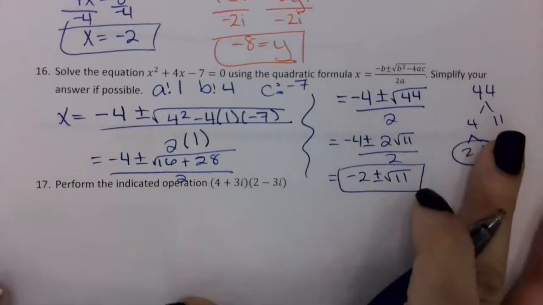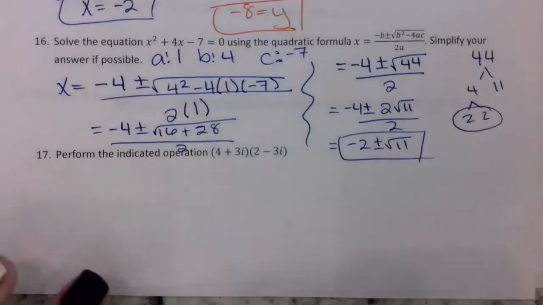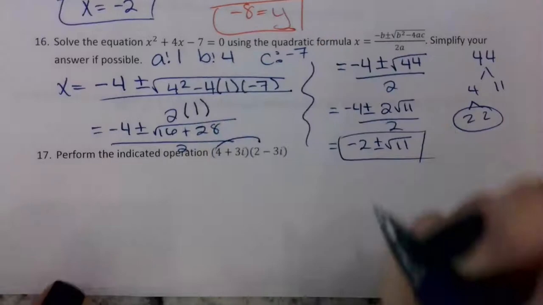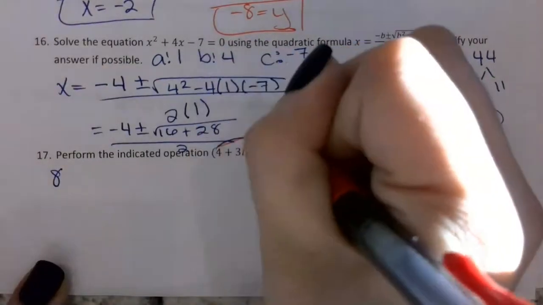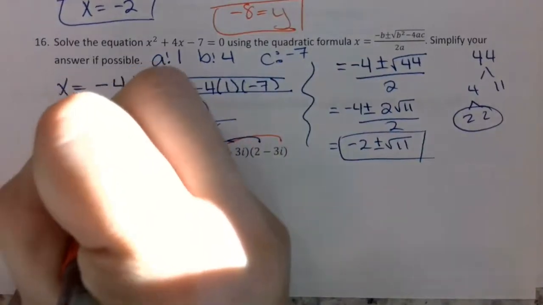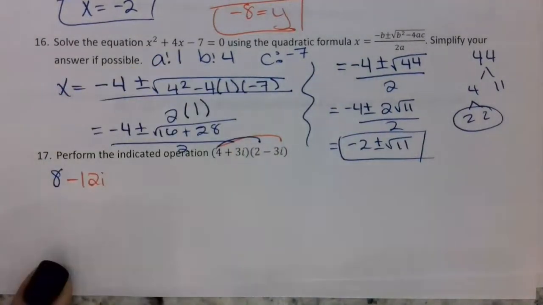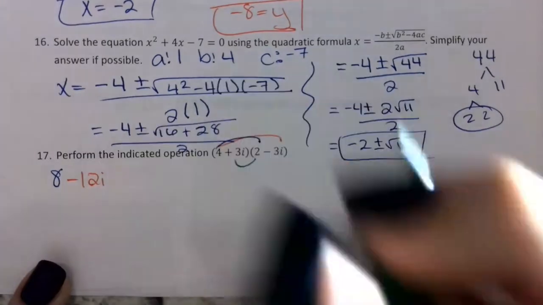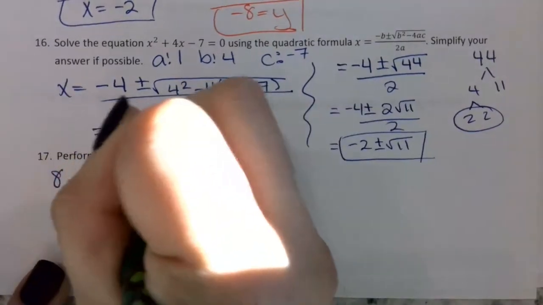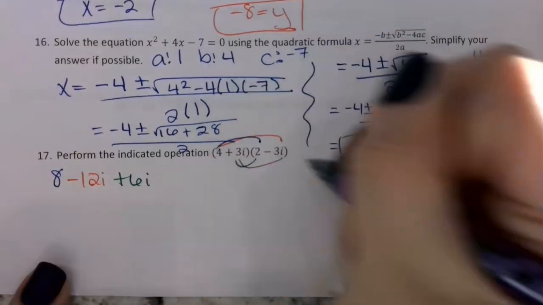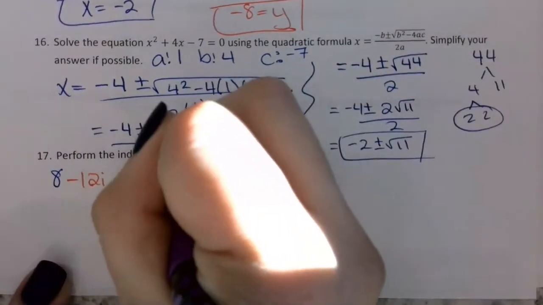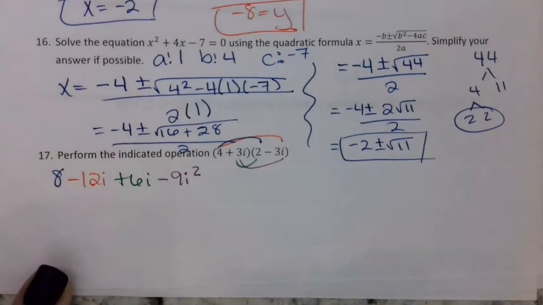Okay, number 17 wants me to perform the indicated operation. This I can do FOIL. So I have 4 times 2, which gives me 8. I have 4 times negative 3, which is negative 12i. Then I have 3i times 2, which is positive 6i. And then I can do 3i times negative 3i, which is negative 9i squared.